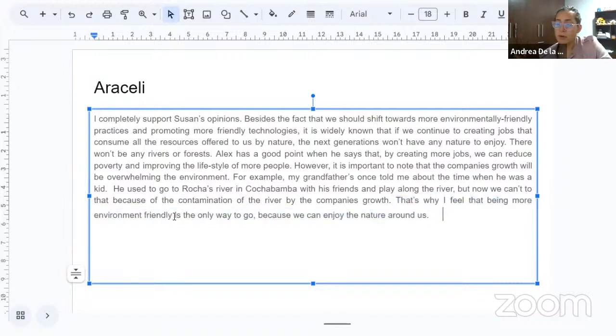Maybe I would make it more clear. I mean, I would answer the question a little bit more directly. I would say that's why I feel that being more environmentally friendly should be the priority, right? Because we're talking about priorities. So should be the priority as we can enjoy the nature around us.